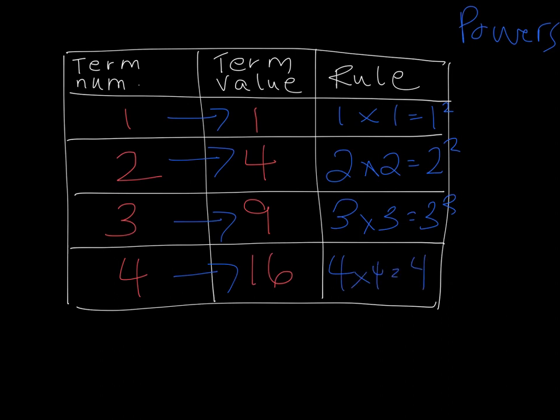Oh, sorry. Oops, I put 3 to the power of 3 here. It's 3 to the power of 2. 3 to the power of 2, and 4 times 4 is also 4 to the power of 2.